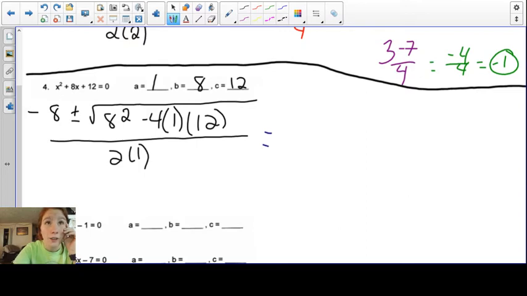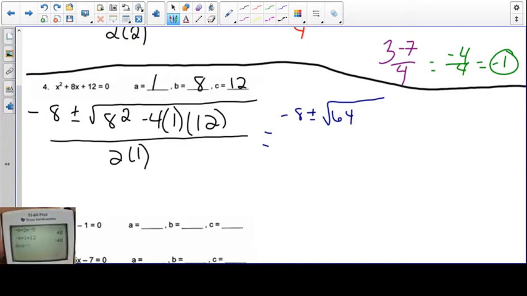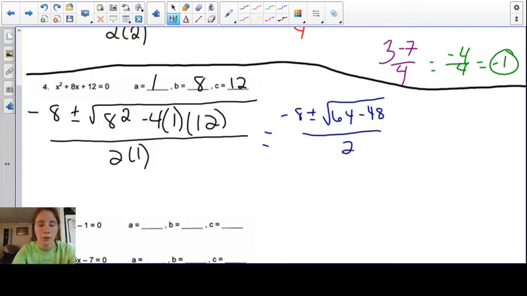That's going to give me negative 8, because remember, nothing's going on to him yet. Square root of 64, because 8 times 8 is 64. And I have negative 4 times 1 times 12, which is minus 48, all over 2. So I'm going to take 64 minus 48, which will give me 16. So that guy there is essentially the square root of 16. Square root of 16 is 4.